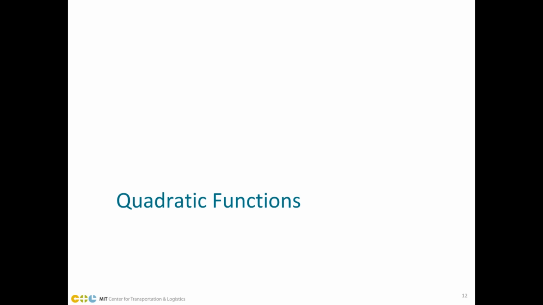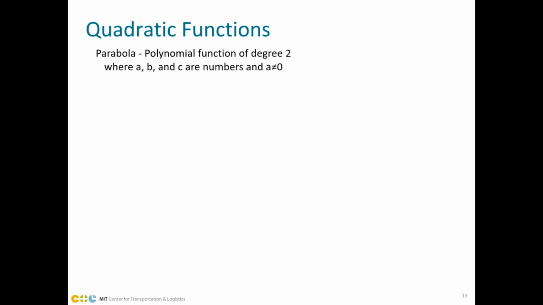Another widely used functional form is the quadratic. Now, a quadratic is simply a fancy name for a parabola, and so this is also known as a polynomial function of degree 2. It looks like this: y equals a times x squared plus b times x plus c, where the a, b, and c are constants or numbers.